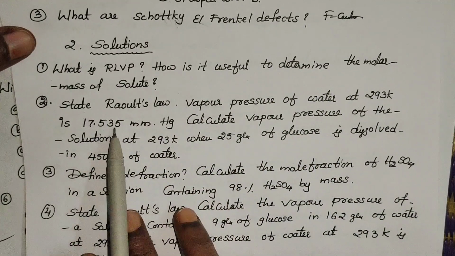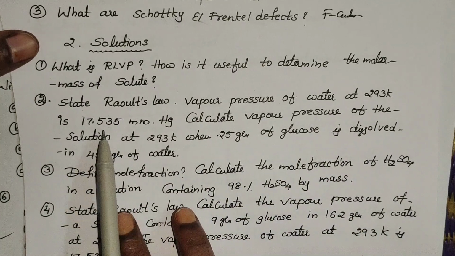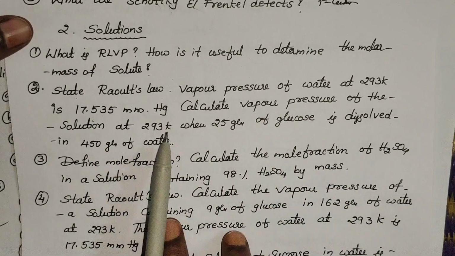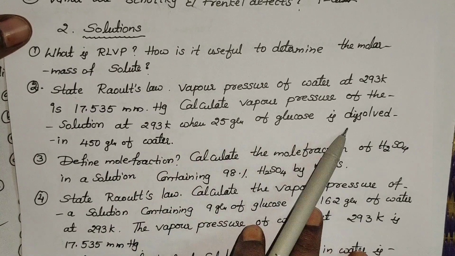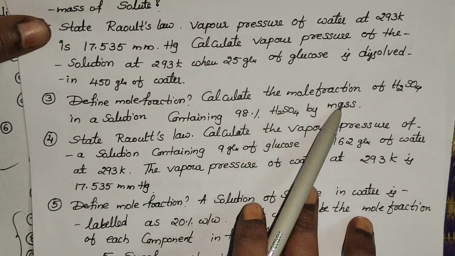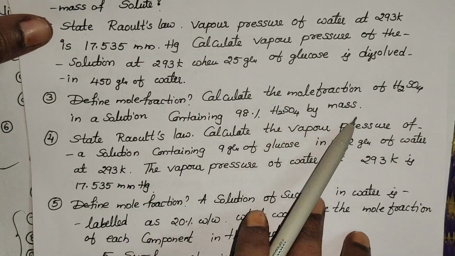Next, solutions purpose: what is RLVP and how is it useful to determine the molar mass of solute? Next, state Raoult's law. Vapor pressure of water at 293 K is 17.535 mmHg. Calculate the vapor pressure of the solution at 293 K when 25 grams of glucose is dissolved in 450 grams of water. Define mole fraction. Calculate the mole fraction of sulfuric acid in a solution containing 98% H2SO4 by mass.